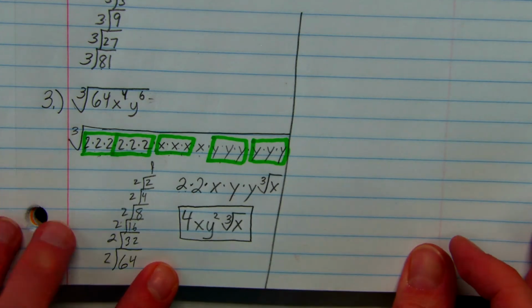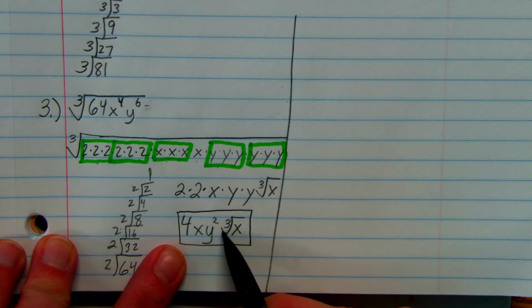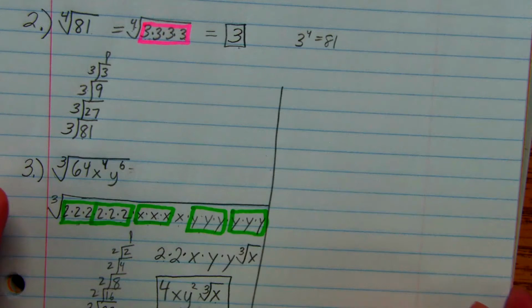Okay? How do you say that? 4xy squared and cube root. Cube root. That's what I was looking for, see if you could say the cube root.